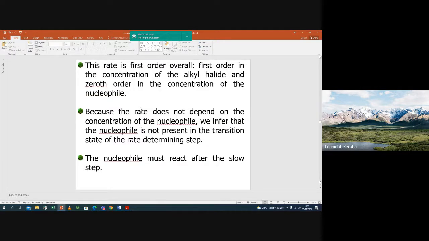This rate is first order overall, first order in the concentration of the alkyl halide, which is the substrate, and zero order in the concentration of the nucleophile, which is methanol in this case. So it is just the same as saying that the concentration of the nucleophile does not determine the rate of SN1 reactions. Because the rate does not depend on the concentration of the nucleophile, we infer that the nucleophile is not present in the transition state of the rate determining step. The nucleophile must react after the slow step. So the nucleophile reacts after the slow step, which is the rate determining step. Of course, in a multi-step reaction, the rate determining step is the slowest step.